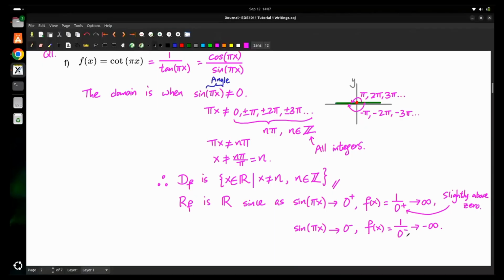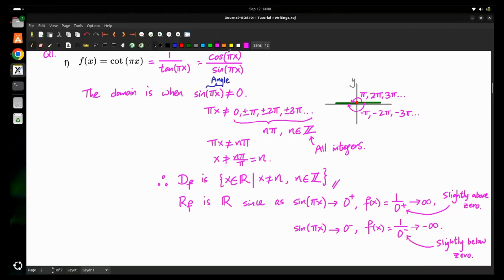Then this guy is actually slightly below 0. So slightly below 0 will be slightly less than 0, like minus 0.00001. So if that's the case, then what happens is that you have 1 over a negative small number. So certainly your f will go to a negative big number. So that will be the range, because you can see that, right? You can range from minus infinity to infinity, including 0 itself.